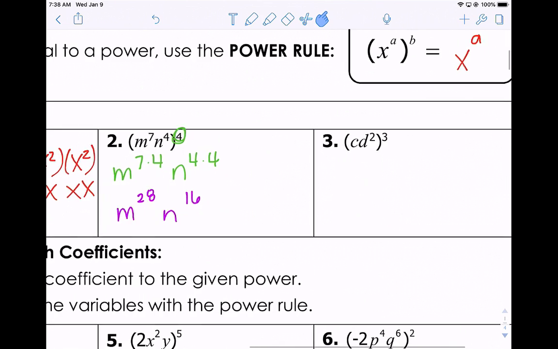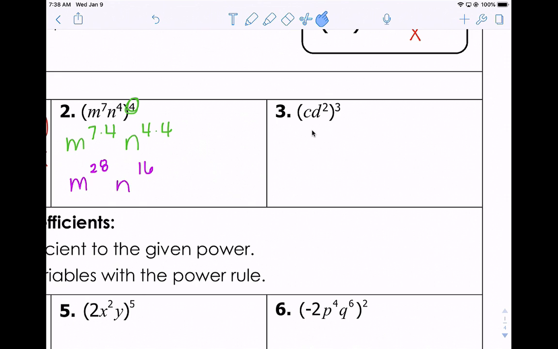The next one, so remember yesterday we talked about if we have a variable that doesn't have an exponent, it's an understood 1. So right here, I'm going to add in a 1. So this is going to be c to the 1 times 3, and then d squared times 3. So when we simplify that, c to the 1 times 3 would be c cubed, and d squared times 3 would be d to the 6th.